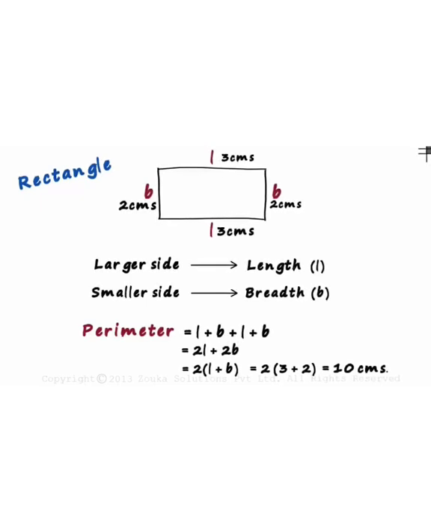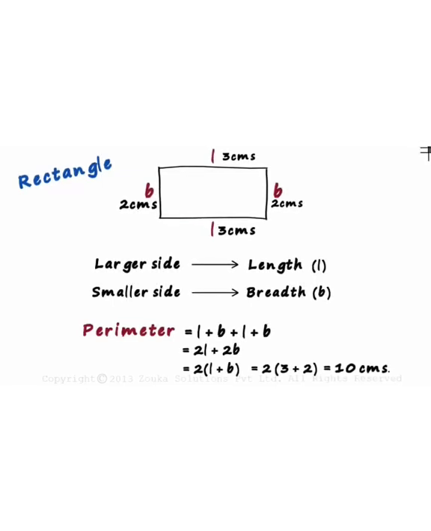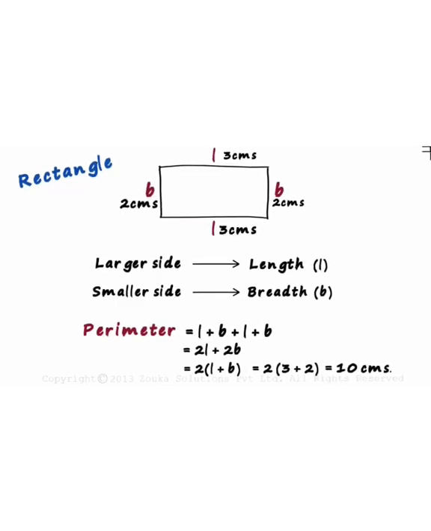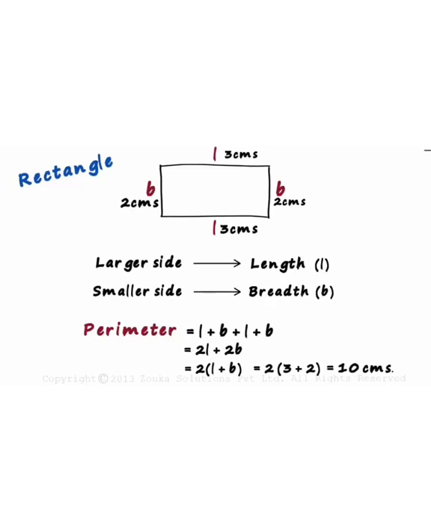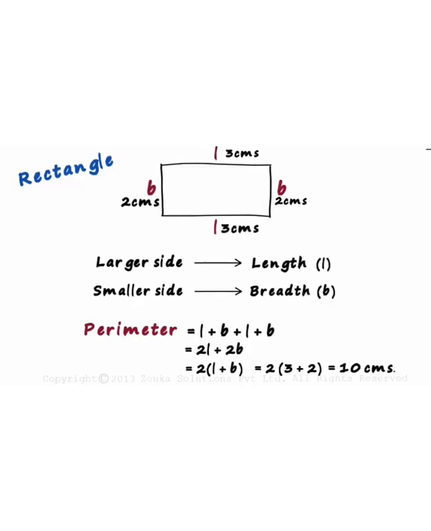So if the length is 3 centimeters and the breadth is 2 centimeters, just insert the values of length and breadth in the formula. What you will get? 2 into (3 plus 2), that is in bracket. So 3 plus 2 is 5 and 2 into 5 is 10. So your answer is 10 centimeters, means the perimeter of the rectangle is 10 centimeters.